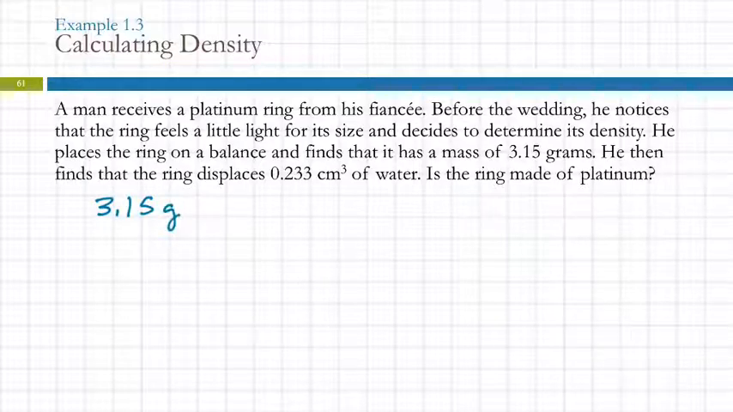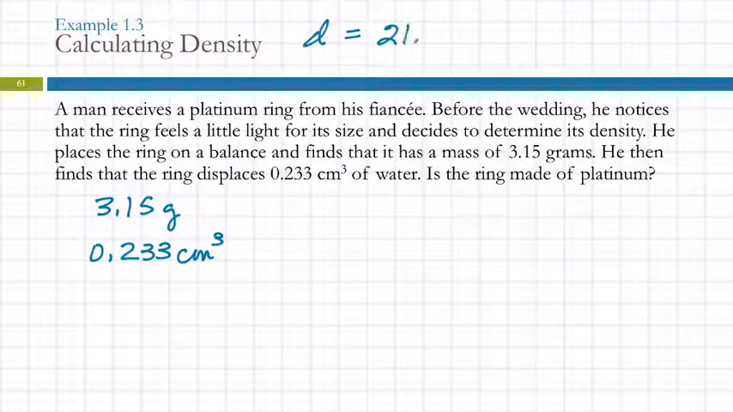3.15 grams, 0.233 cubic centimeters. Okay, and we looked up the density of platinum. The density of platinum is 21.4 grams per cubic centimeter. Well, we have a mass, we have a volume. We could plug those into the density equation. We do want to make sure that that is the volume of the ring.